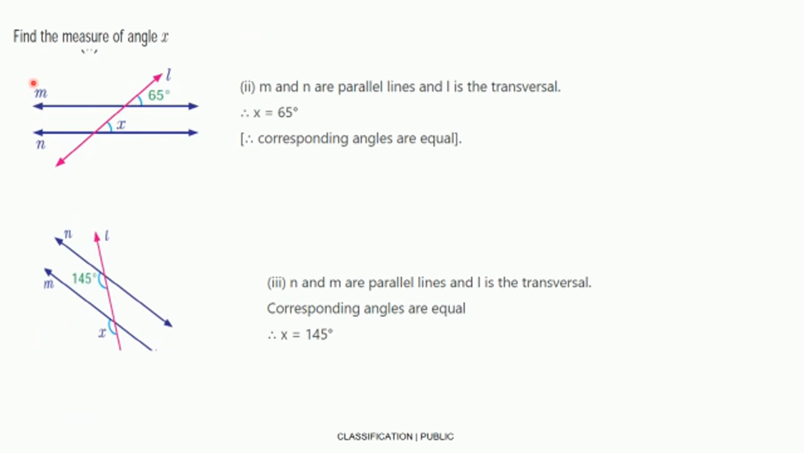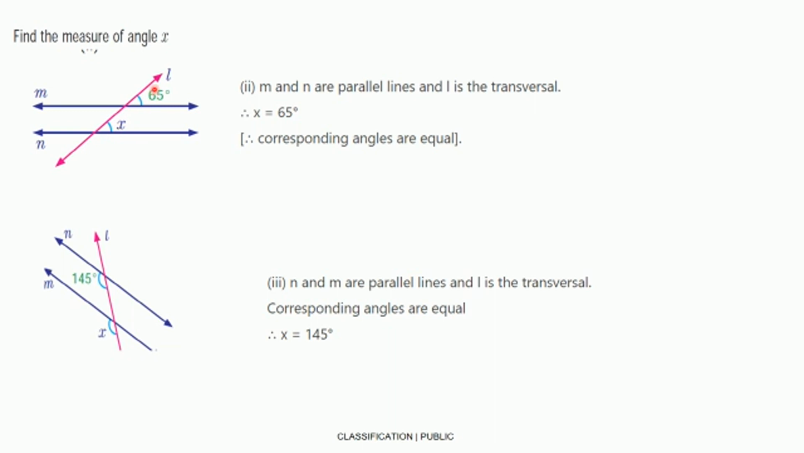Next, we have to find out the measure of angle x. How will you find it? M and N are parallel lines and L is the transversal line. So what are the properties? Recall it. Here above the line. Already I told, a pair of corresponding angles are equal. These are corresponding angles. Therefore x equal to 65 degree.